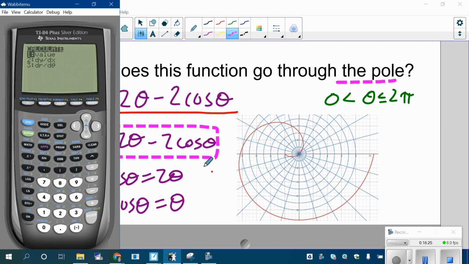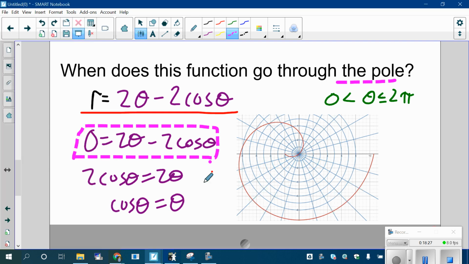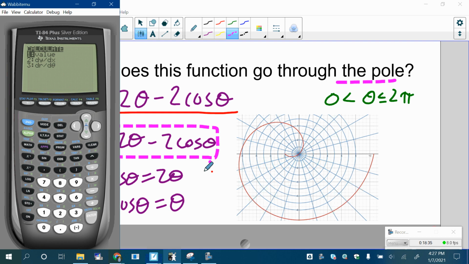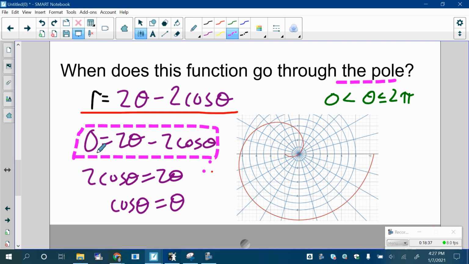So what you actually want to do is solve this equation on your calculator. A lot of you seem sketchy about how you solve an equation on your calculator. This is how you solve an equation on your calculator. You put one side in, y equals, you put the other side in, y equals, and you figure out where they intersect.